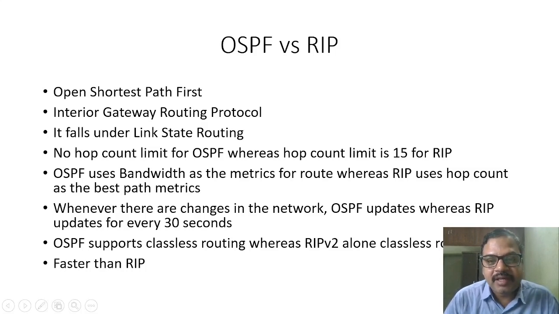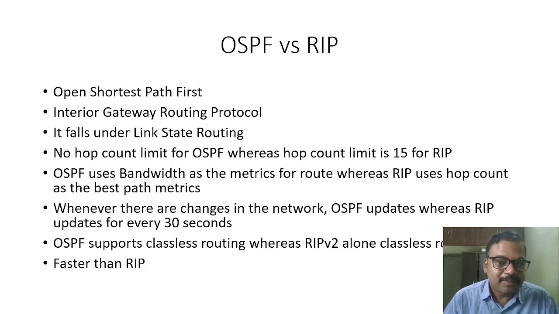In RIP, the hop count limit is 15. So the routing table updates will happen within 15 routers. Hop count is 15, and there is no hop count limit for OSPF. This is the first difference. And OSPF uses bandwidth as a metric for choosing the best path, whereas RIP uses hop count as the best path metric. Then whenever there is a change in the network, whenever there is a change in the topology, OSPF will update it. Whereas in RIP, the updates will happen every 30 seconds.